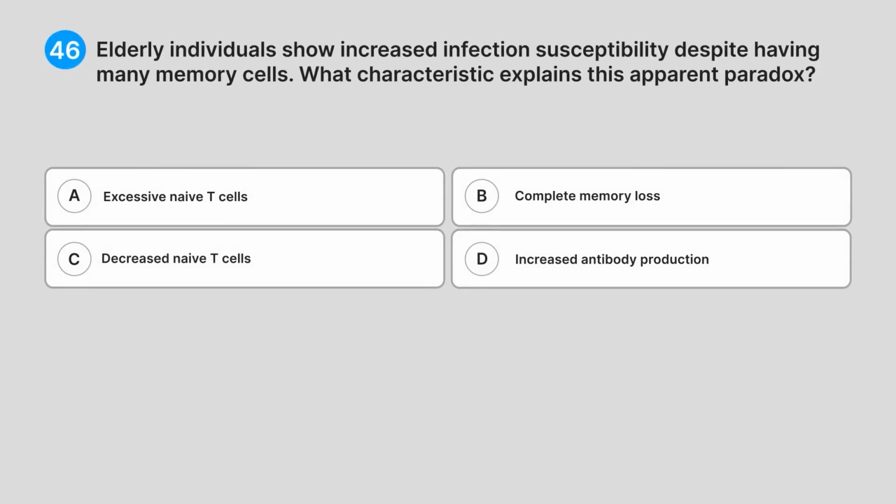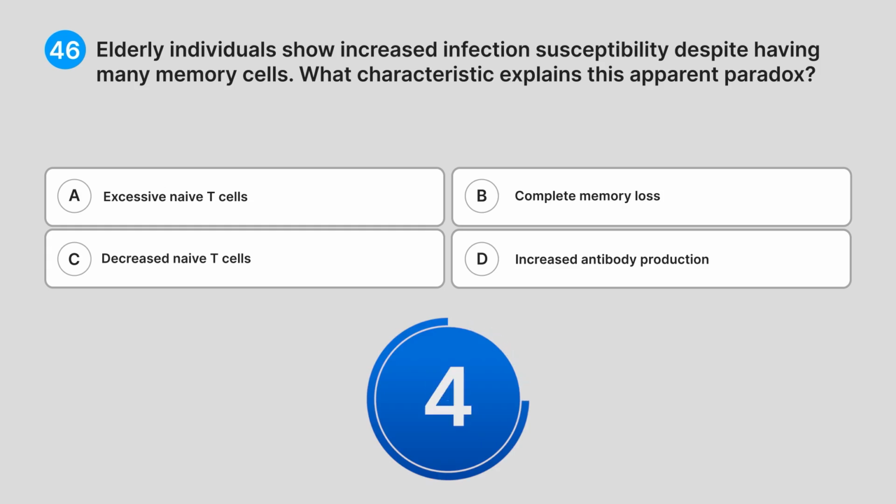46. Elderly individuals show increased infection susceptibility despite having many memory cells. What characteristic explains this apparent paradox? A. Excessive naive T cells. B. Complete memory loss. C. Decreased naive T cells. D. Increased antibody production. Can you guess the answer?